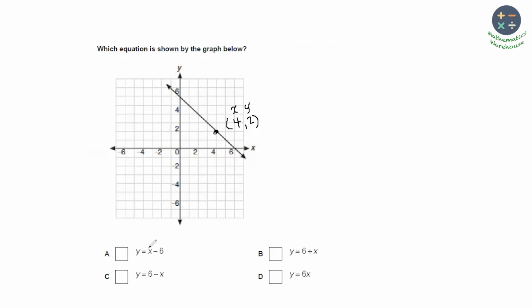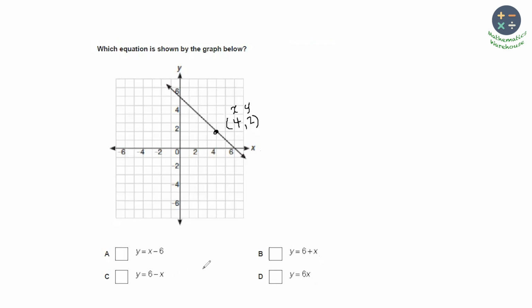First, if you put x equals 4, then 4 minus 6 equals negative 2, but this should be 2. If you put x equals 4, then 6 plus 4 equals 10, but this should be 2. If you put x equals 4, you have 6 minus 4 equals 2, so maybe this is right. If you put x equals 4, it will be 6 times 4 equals 24, not 2. So maybe the answer is C.